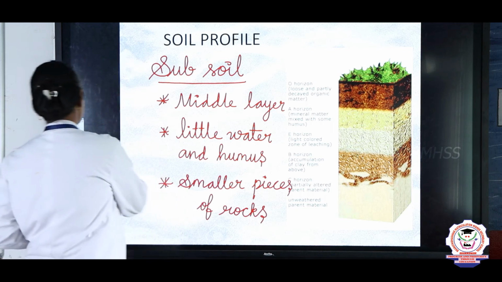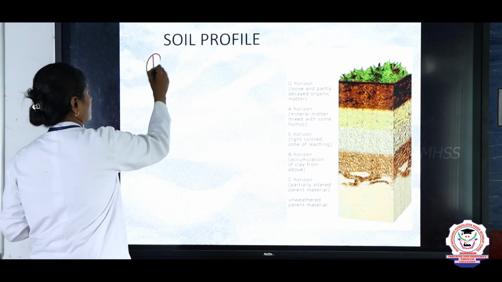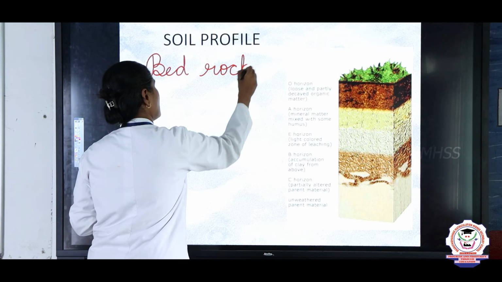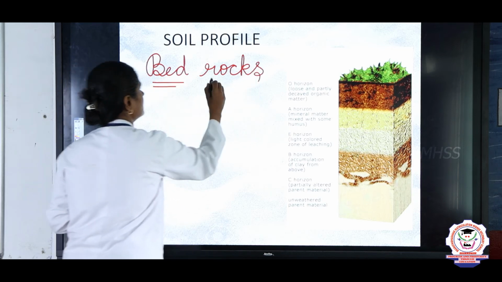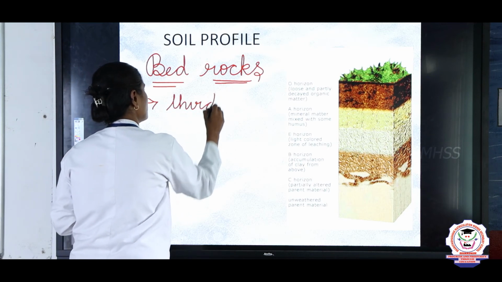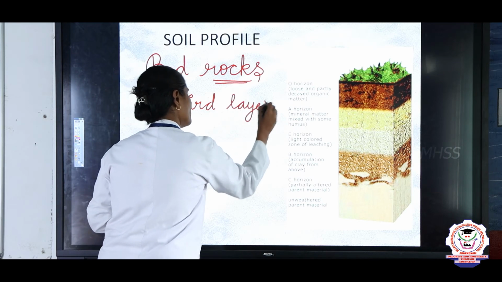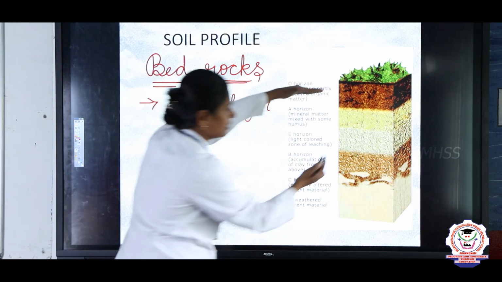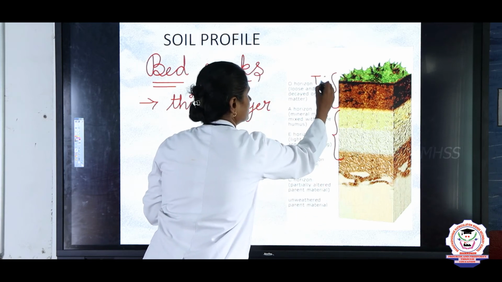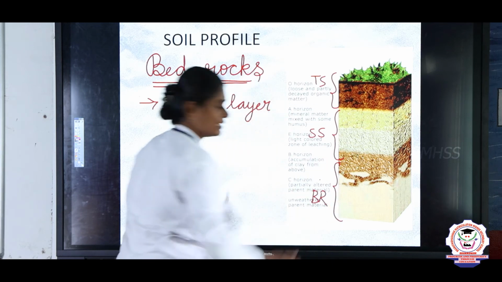The third layer is bedrocks, B-E-D-R-O-C-K-S. So, this is the third layer of the soil profile. Beneath the subsoil, this is your subsoil and this is your topsoil, and this is your bedrocks. So, beneath the subsoil we can see the bedrocks.